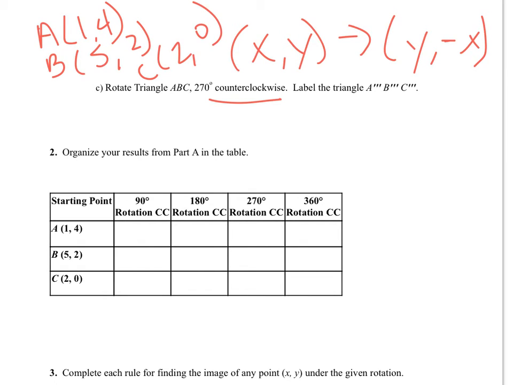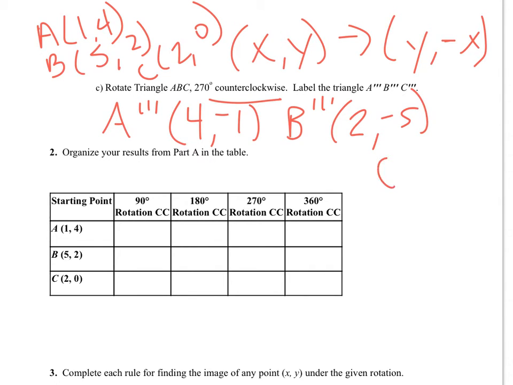All right, so it says take my y, bring it to the front. So for this new one, my y is 4 for A, and I'm going to do the opposite to x, so now I have negative 1. All right, now B is going to change to positive 2, negative 5, and then C is going to change to 0, negative 2. And you're going to plot those and form the triangle.